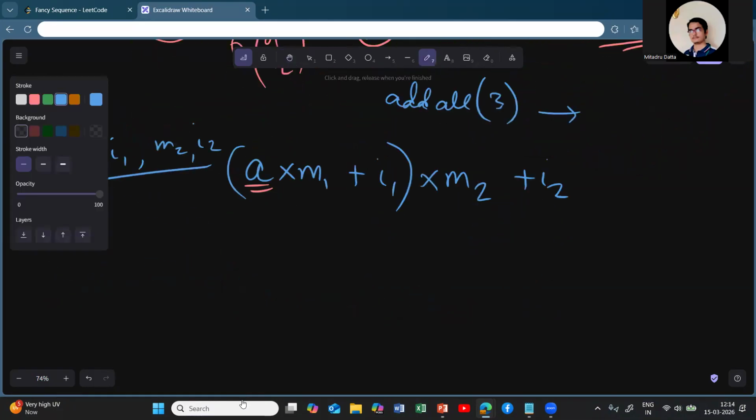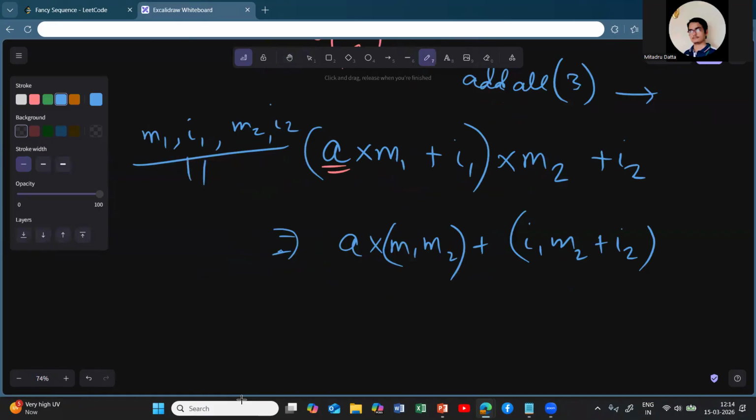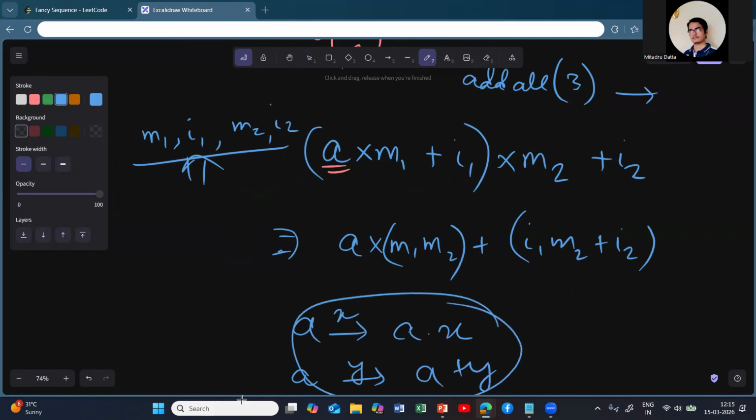You do realize that you can simplify this particular expression into something like this: m1 m2 plus I1 m2 plus I2. Okay. Now, let's say you did all these operations. Instead of storing these operations, you store that ultimately to a you need to multiply to get something like this, and ultimately to a you need to add to get something like this. So first multiply and then add.